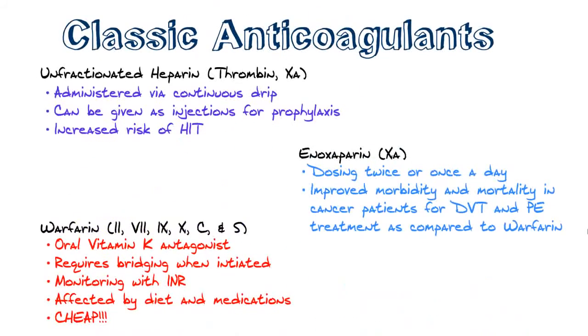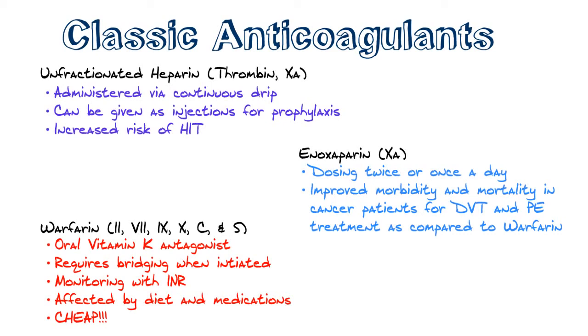But let's talk about the classic anticoagulants we use in the hospital. So number 1 would be unfractionated heparin. Unfractionated heparin inhibits thrombin and 10A. It's generally administered via continuous drip, but you can give it sub-Q for prophylaxis against DVTs, or deep venous thromboses. Realize the use of unfractionated heparin has an increased risk of developing heparin-induced thrombocytopenia.